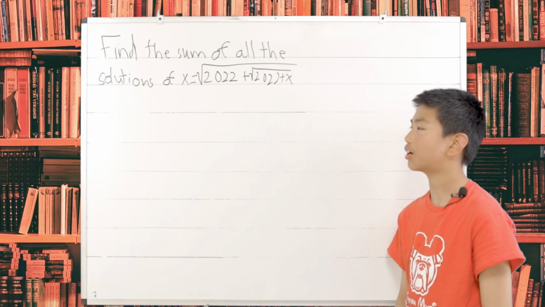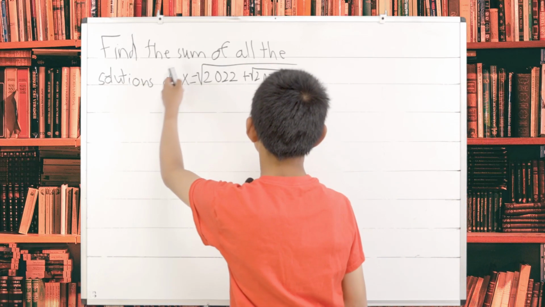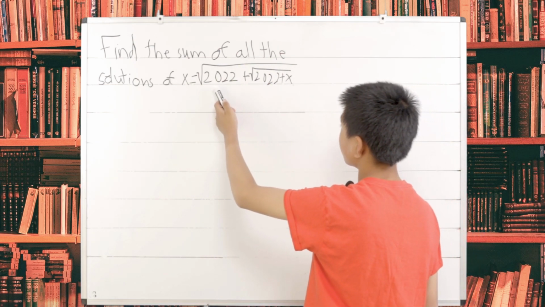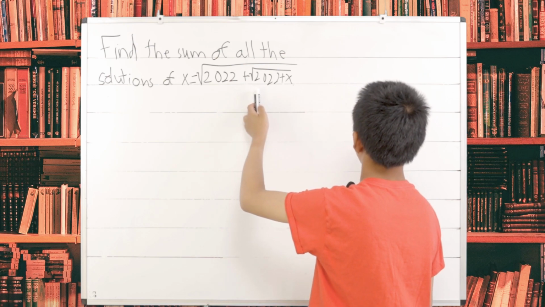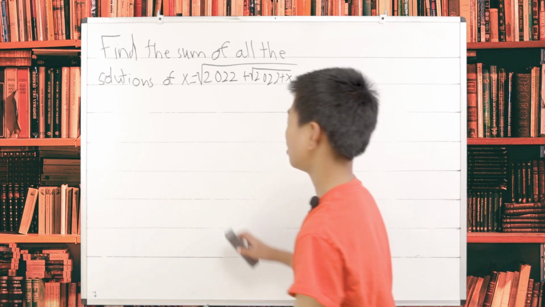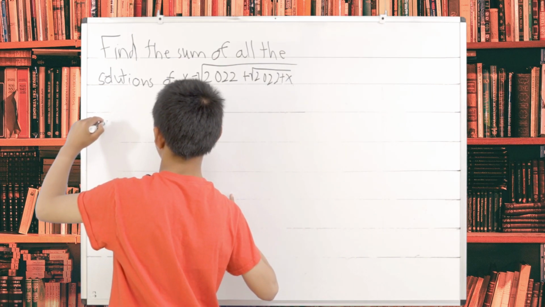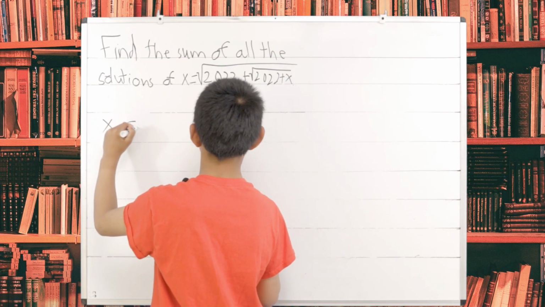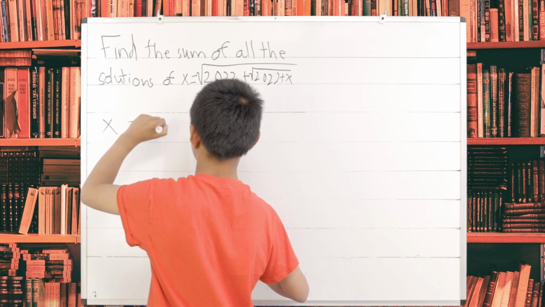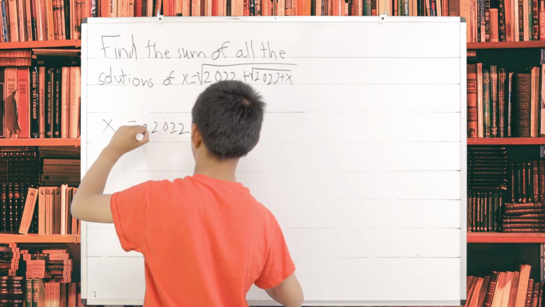Today we have another problem where we want to find the sum of all the solutions of x equals the square root of 2022 plus the square root of 2022 plus x. Well, the first thing most people would do is, since there's an x in the square root and we know that x is this, we can plug it in. So let's try and do that.